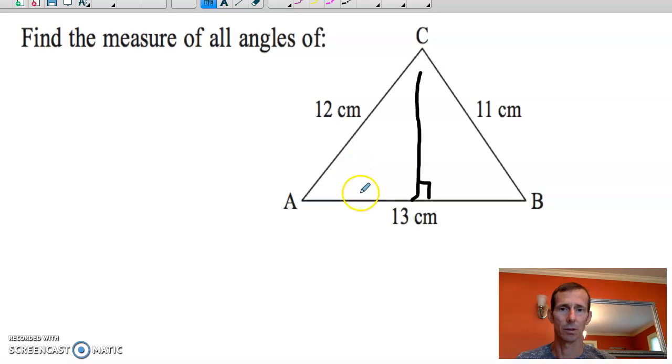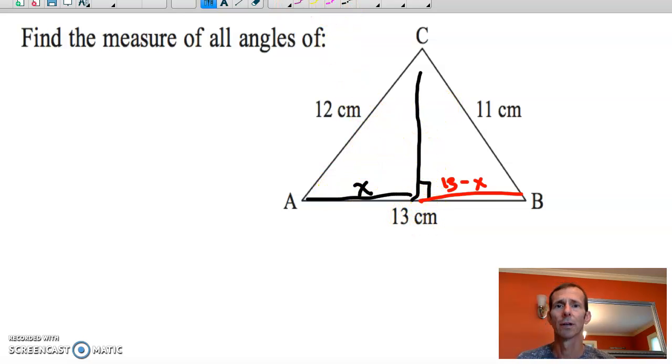So what I'm going to do is I'm going to call this distance from A to where the altitude is, I'm going to call that x. And since that's x, I'm going to call this side over here 13 minus x. So again, if I were to add these two pieces together, it would equal 13.